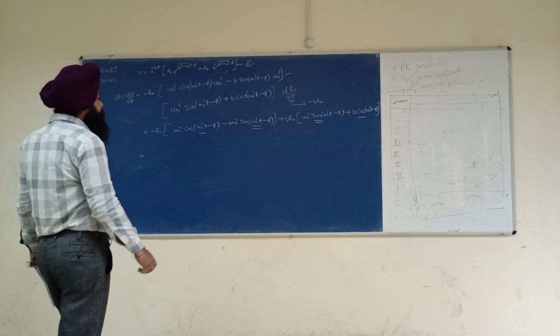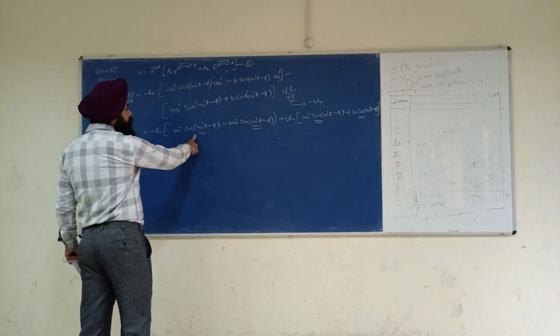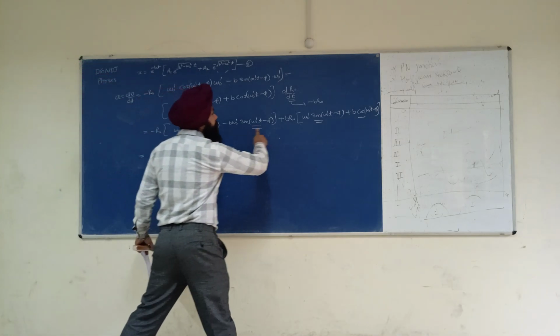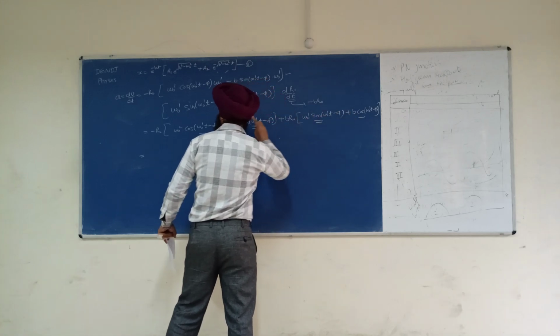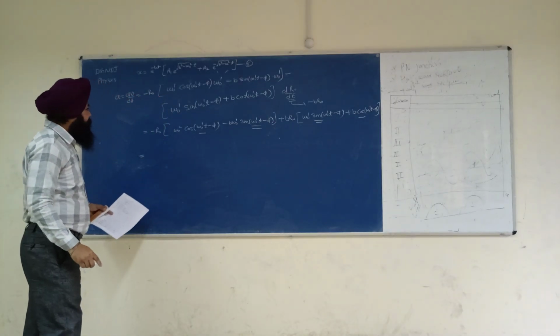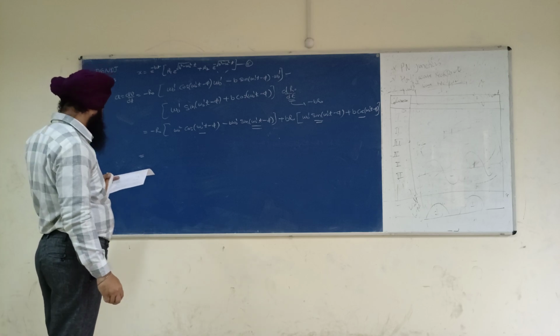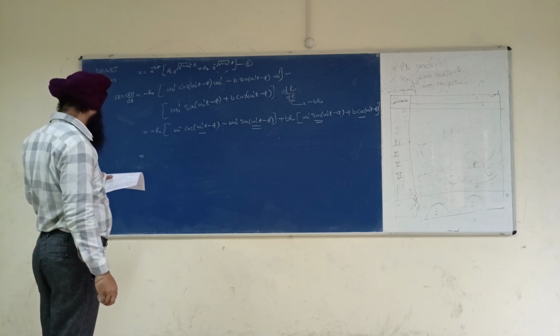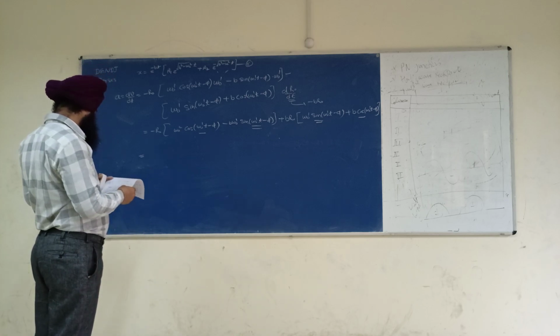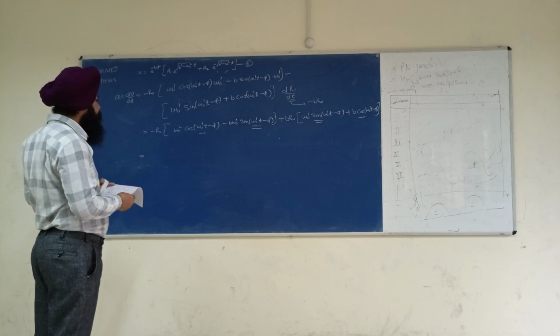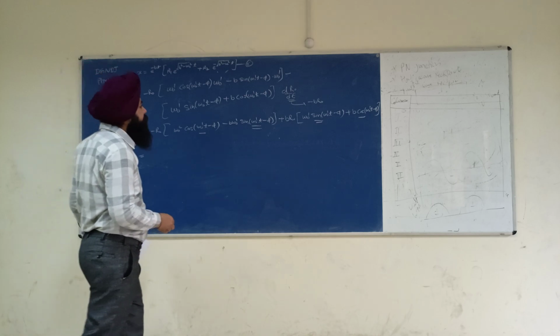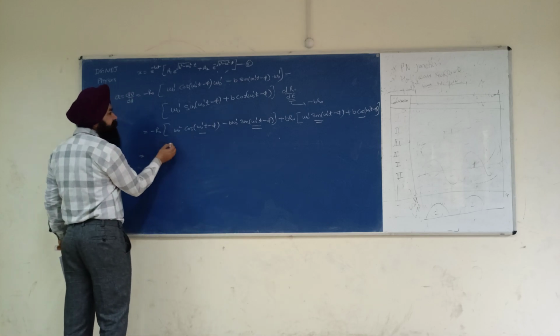What's the common of this? This is cos omega naught prime t. This is cos omega naught prime. B omega naught square will become b square. See, first of all I will multiply.